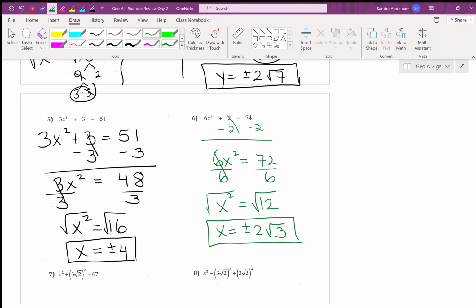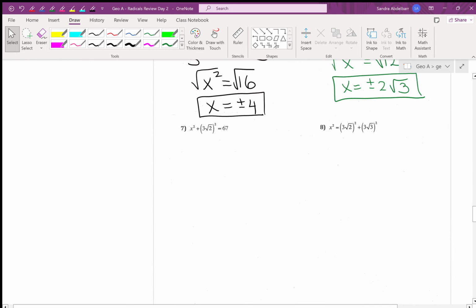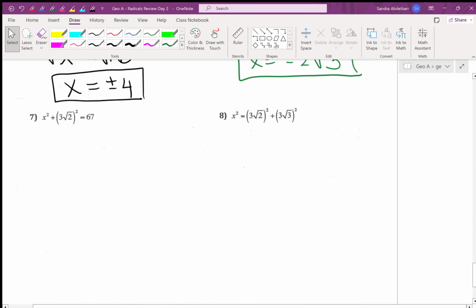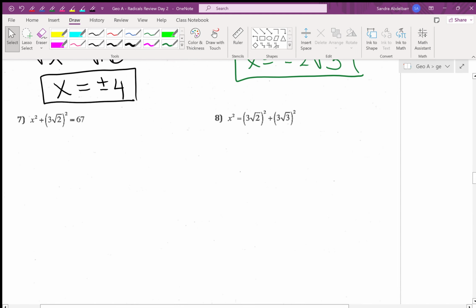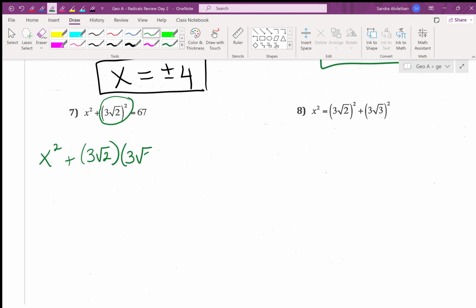All right, so let's look at number 7. I think these are the last 2 problems today. We have x squared plus the quantity of 3 root 2 squared equals 67. All right, we need to get the x squared by itself, but before you can, we need to simplify the 3 root 2 squared. So remember, 3 root 2 squared is 3 root 2 times 3 root 2 equals 67.